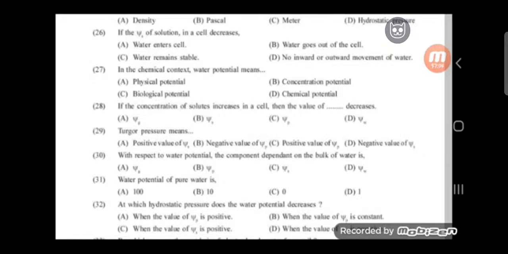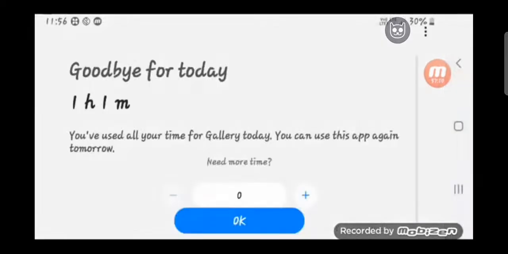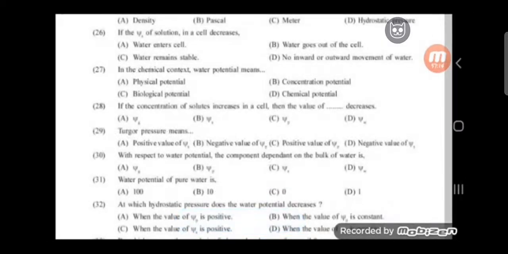So therefore, option E is the correct answer for question number 30. With respect to water potential, the component dependent on the bulk of water is the water potential S.